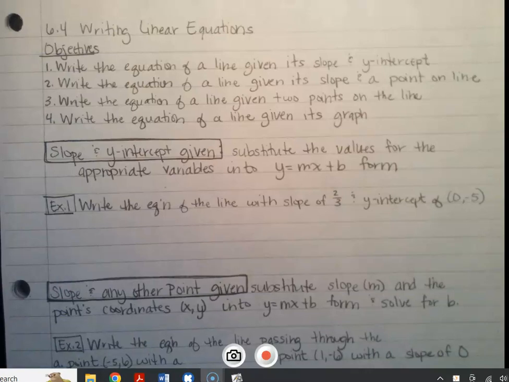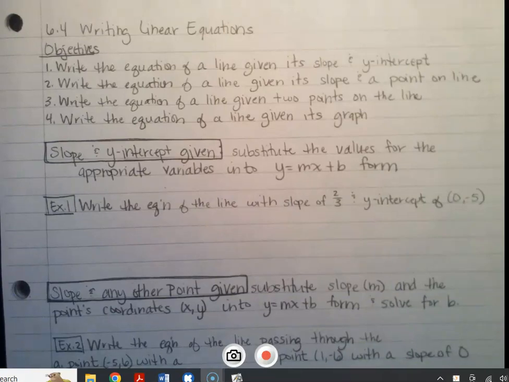6.4 is what we're on today, and we are doing writing linear equations. Our objectives are to write the equation of a line given its slope and y-intercept. It's actually really easy. Number 2 is to write the equation of a line given its slope and a point on the line. That one's a little bit harder. 3, write the equation of a line given 2 points on the line. That one's a little bit harder, but we have a formula to use. And 4, write the equation of a line given its graph.